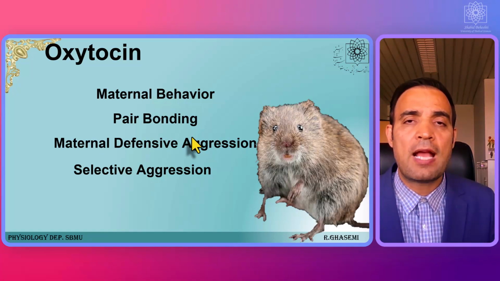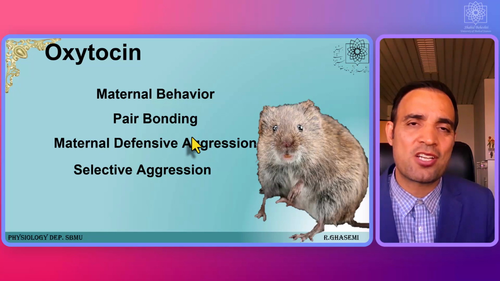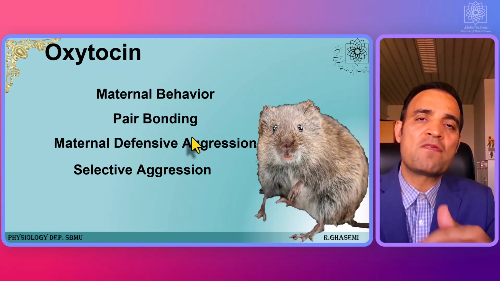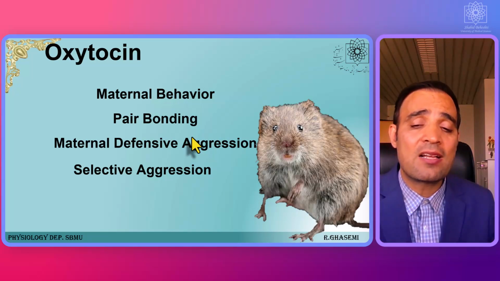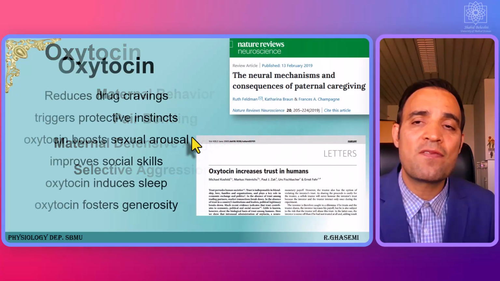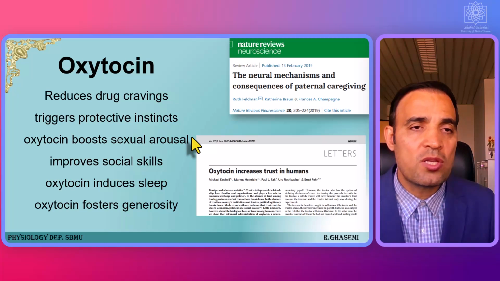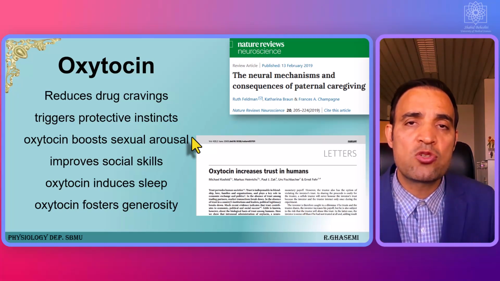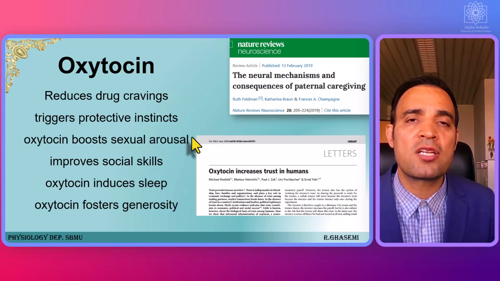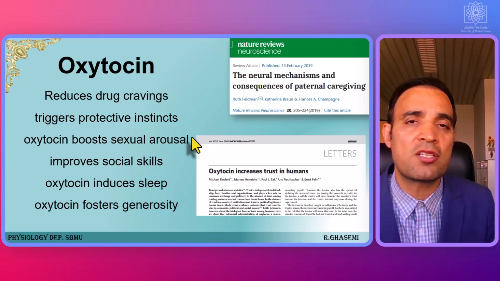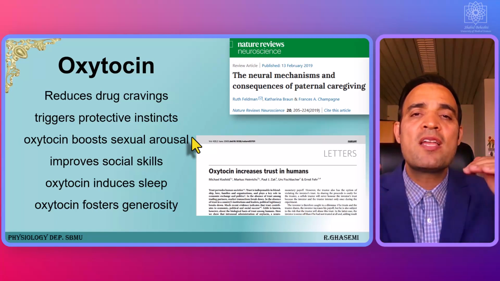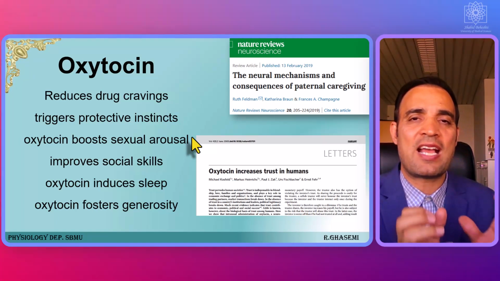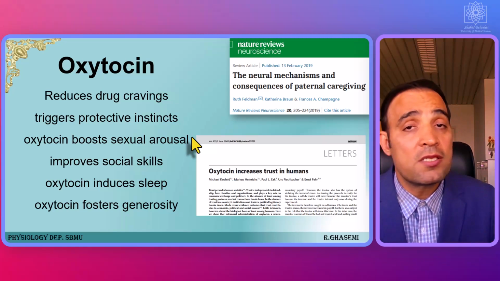Even in animal territory, there is selective aggression, I mean that some animals try to protect the babies of their herd. This is another function of oxytocin. It has been shown that in humans it is involved in the reduction of drug craving. In fact, those who have a higher level of oxytocin have a lower tendency for addiction and drug craving. This is a function of oxytocin.